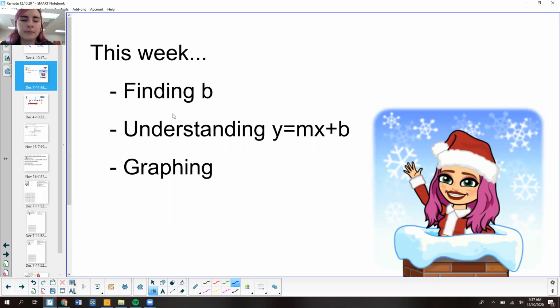All right, so this week, finding b. We've been talking about finding b all week, so finding that y-intercept when it's not given to us. We've also been working on understanding y equals mx plus b a little bit. And then today we're gonna use this concept of finding b, and we're gonna take it a step further and talk about how to graph. We've done this before, actually. A lot of these skills I've teased or introduced to you guys before, but today we're gonna be talking about how we can put it all together. So equations, points, graphing, all of that goes hand in hand and we can put it together.